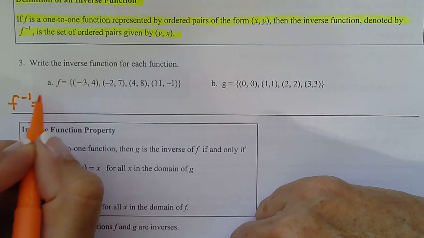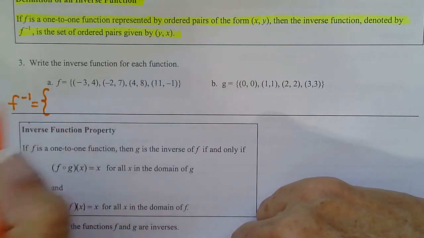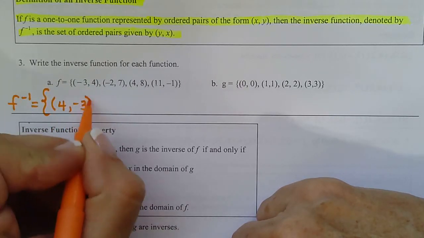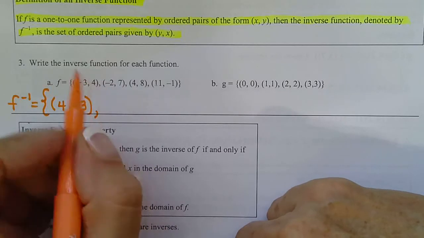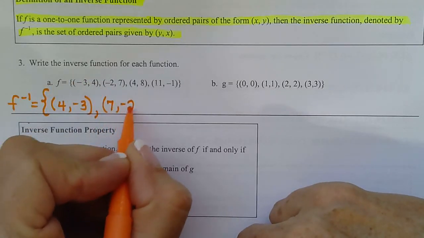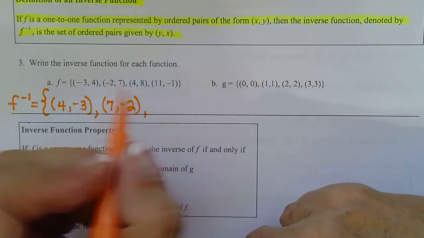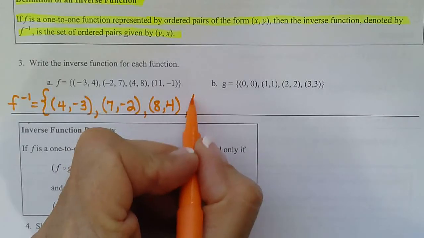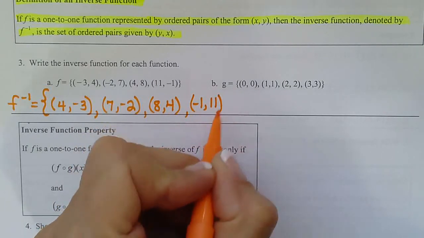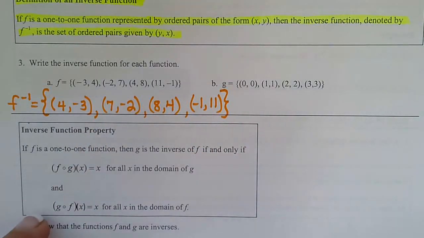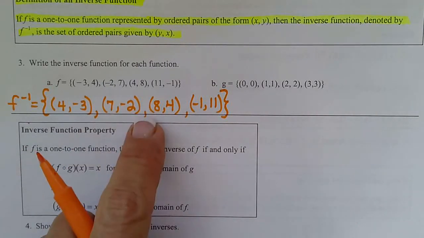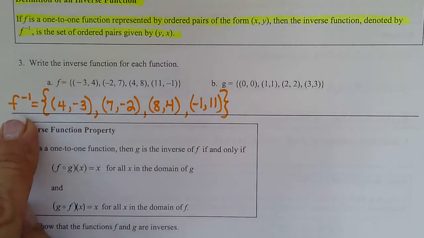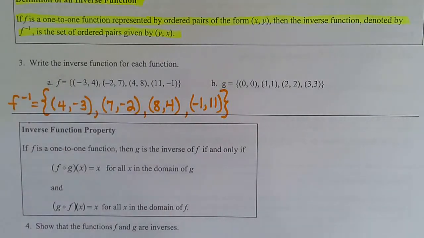F inverse equals, use your set symbols, and then just flip each point around. So (4, -3), (7, -2), (8, 4), and (-1, 11). If you don't use the proper notation on Connect, it will count them wrong. So make sure there's a comma between each point and make sure you have each of them in their set symbols. Use the proper notation. This is F inverse.